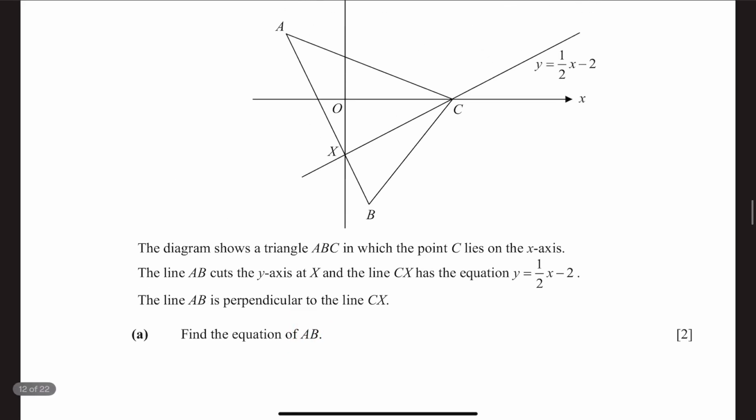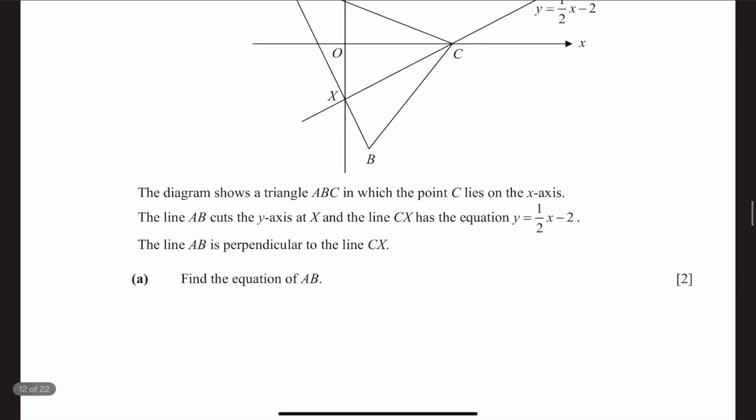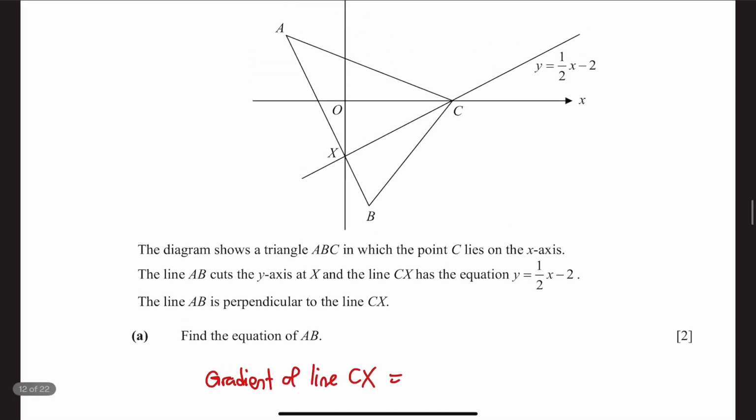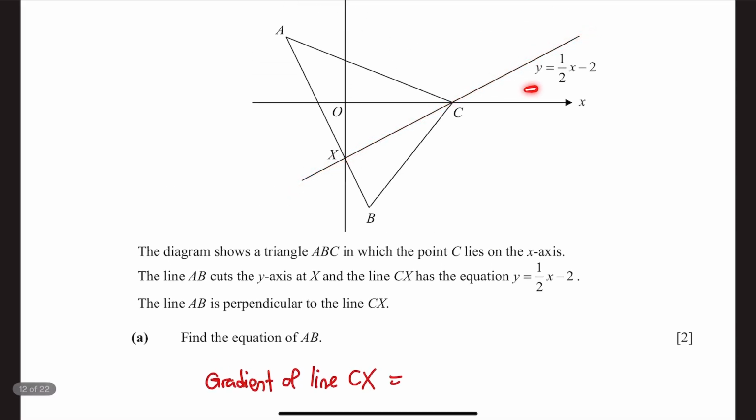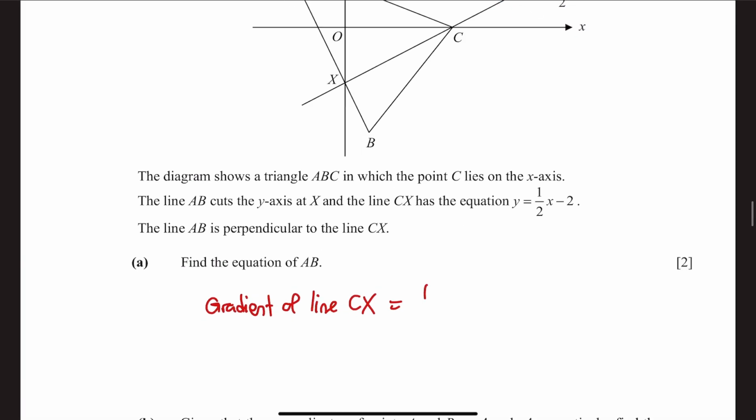So very simply, if I know that this line is perpendicular to this line, we know that the gradients of these two lines multiplied together will be -1. So from here we can see the gradient of line CX, from this equation in the form y equals mx plus c, is equal to half. Therefore, the gradient of line AB is equal to -2.